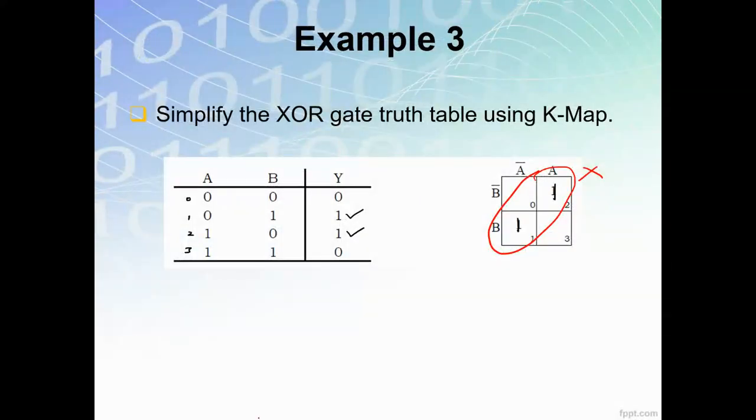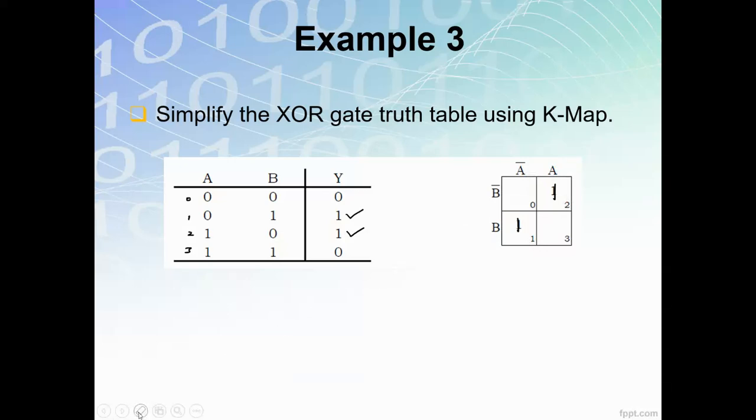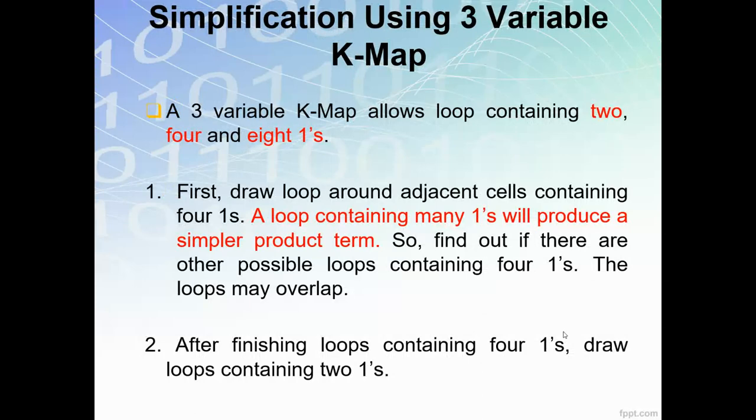So therefore, you have to erase this, and take all of them, because they are scattered and independent. They have no partner, so we can't form a loop. So we have to take every row and column: A B bar, and then A bar B. Then you combine: Y equals A B bar plus A bar B. There is no possibility to form a loop, because they are only independent.